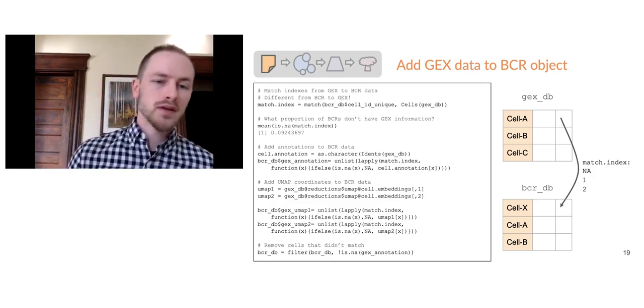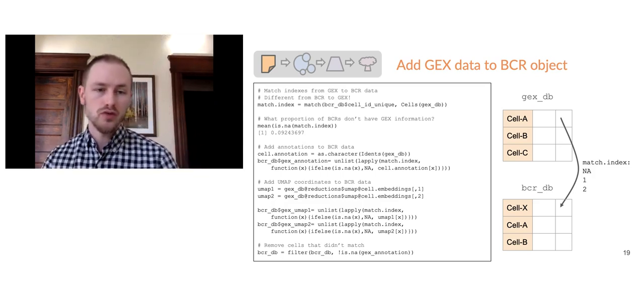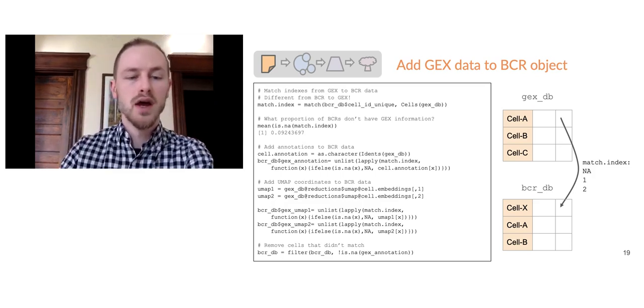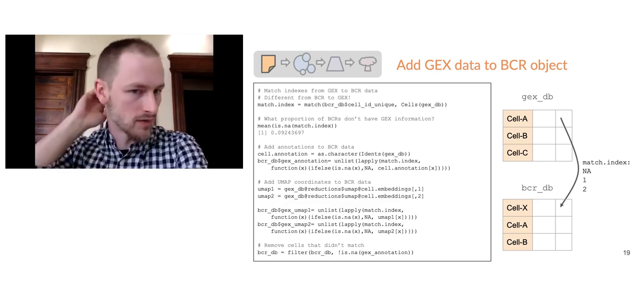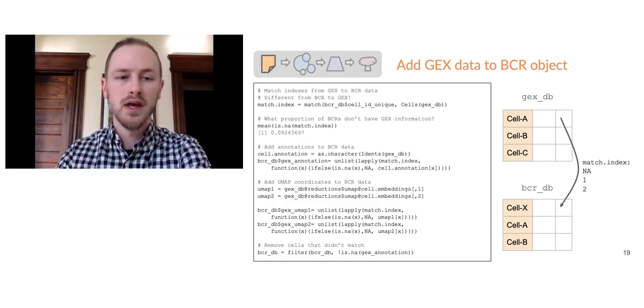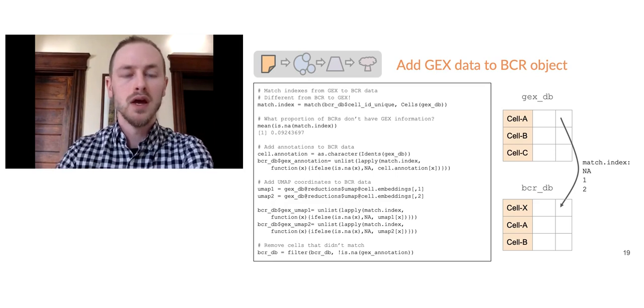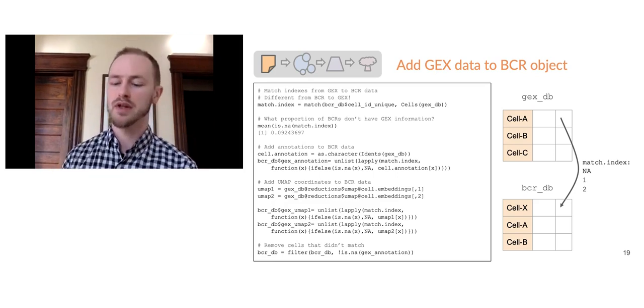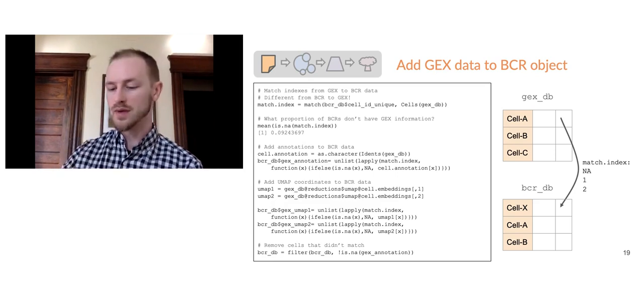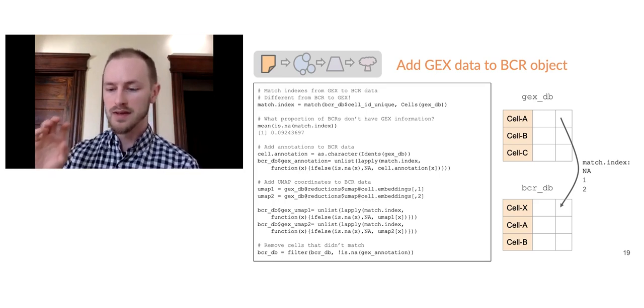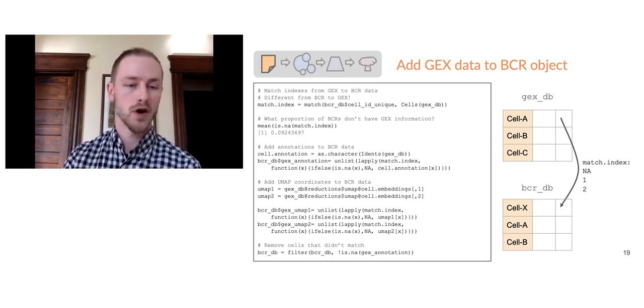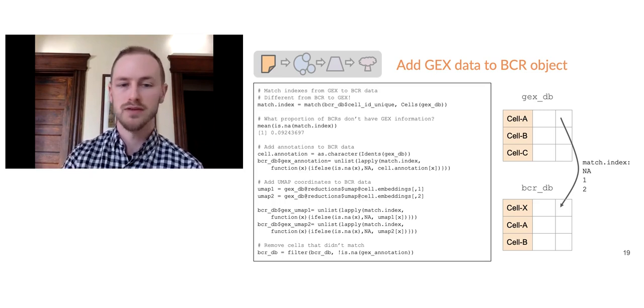Similarly, we can check the proportion of BCRs that don't match to our gene expression database by just seeing what proportion of our match indices are NA. And we can see that's around 10%, which isn't bad. Sometimes this can happen if we sequence a BCR, but the cell associated with it is filtered out in other parts of the Cell Ranger pipeline due to QC filters.